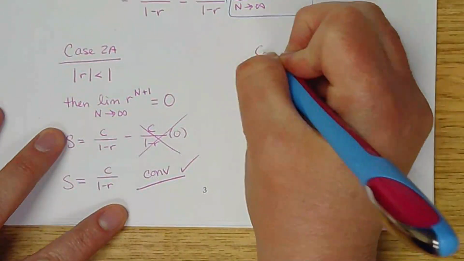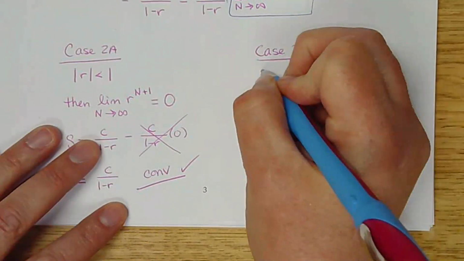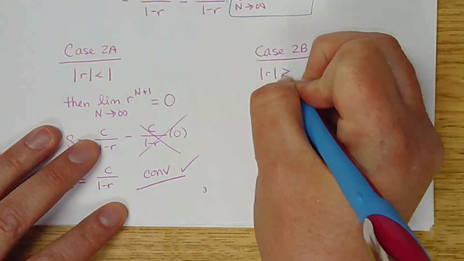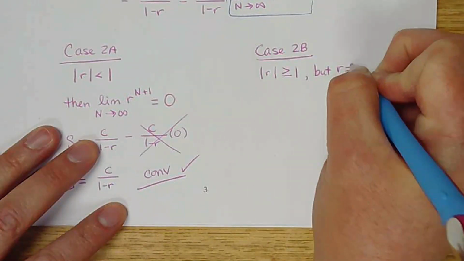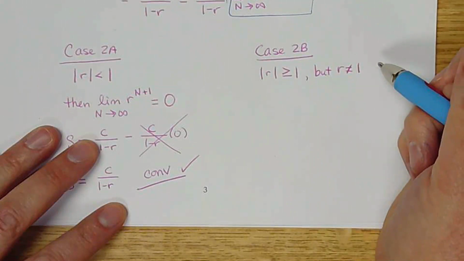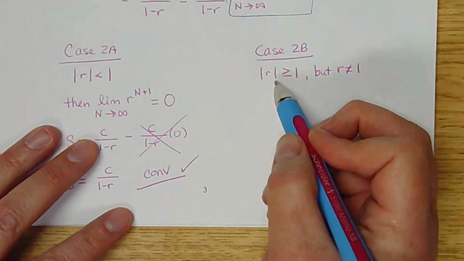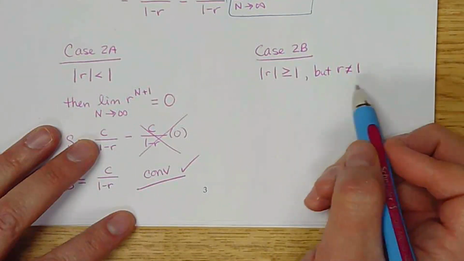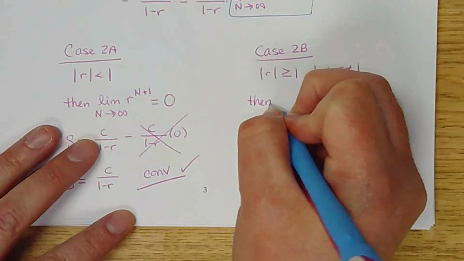And case 2b is going to be if the absolute value of r is greater than or equal to 1, but r cannot be equal to 1, because we already covered r equal to 1 in case 1. So that's already been dealt with. So I have the absolute value of r is greater than or equal to 1 as long as r is not itself 1. Then I can reevaluate this limit.